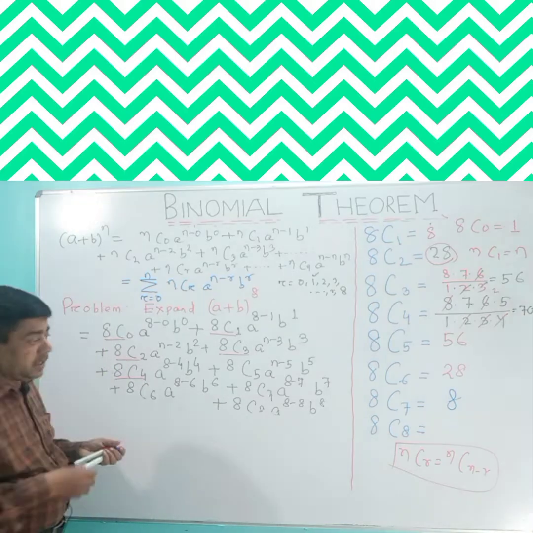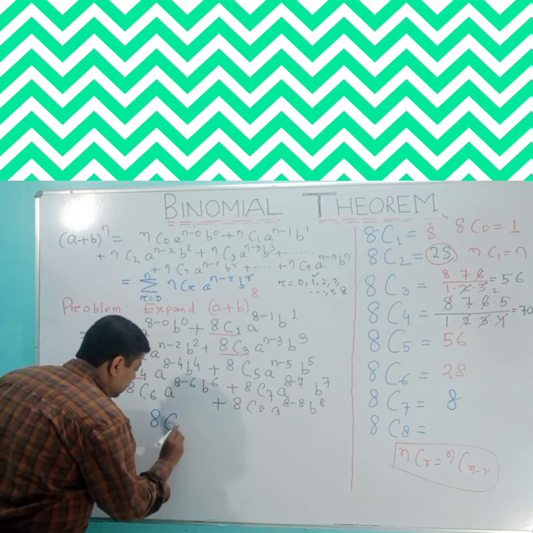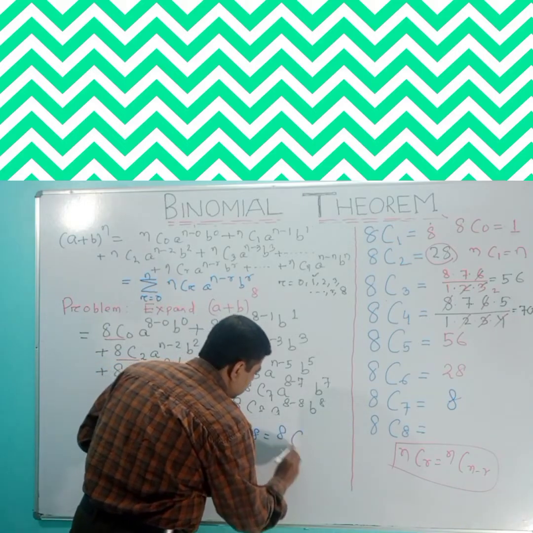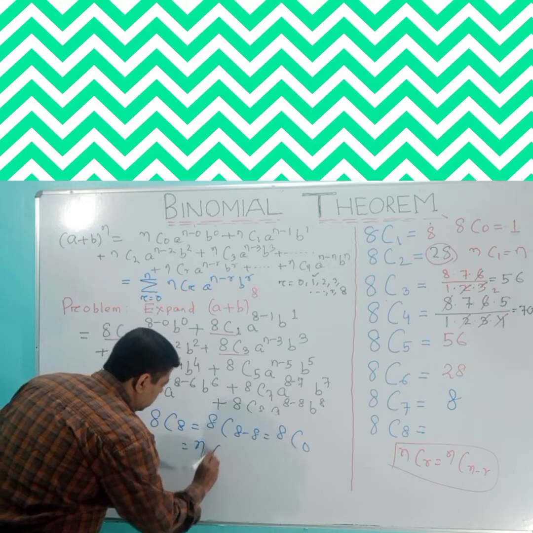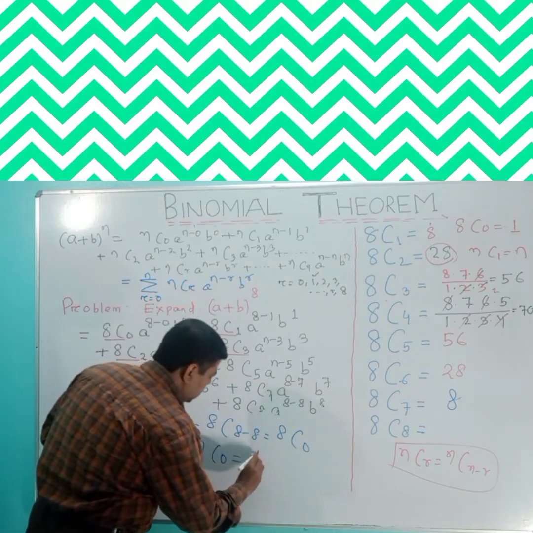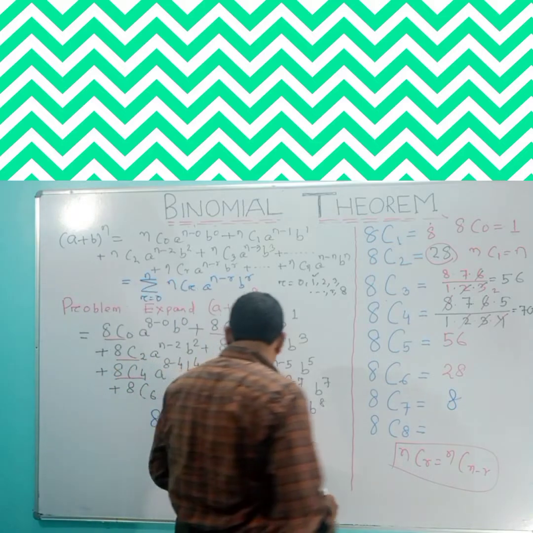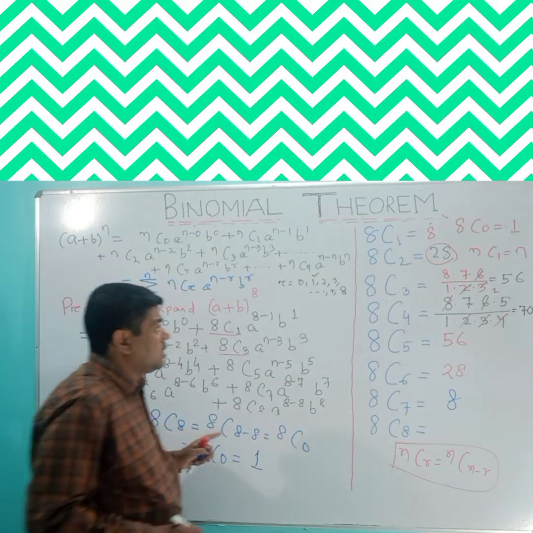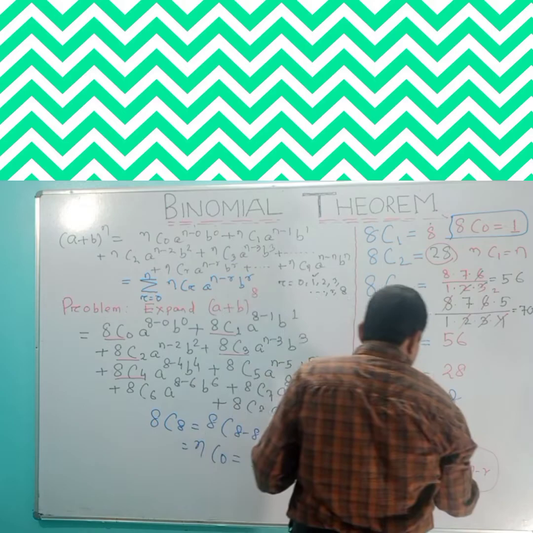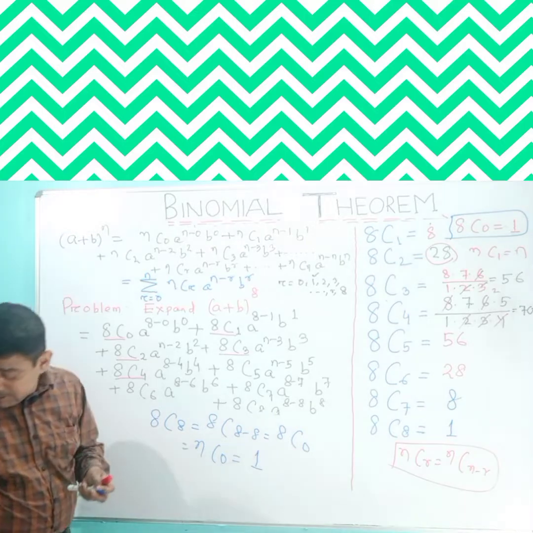Okay, next point is 8C8. What is 8C8? We can write 8C(8 minus 8), which is 8C0, and nC0 value is always 1. So 8C8 is the same as 8C0, and 8C0 is 1. So 8C8 is also 1. This is how you find the values of binomial coefficients using this interesting concept.